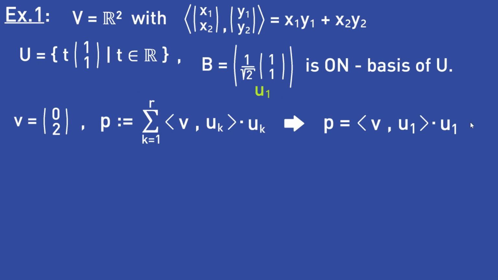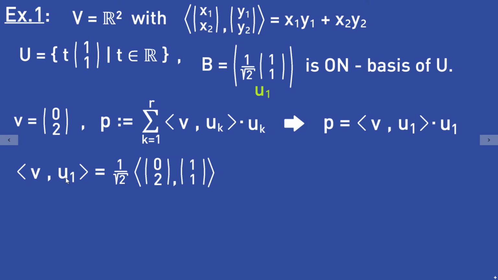So we have to calculate the scalar product of small v with the vector u1. The vector (0, 2) is the vector small v, and 1 divided by the square root of 2 times the vector (1, 1) is the vector u1 in the orthonormal basis B. When we solve this by using the calculation rule, we get 1 divided by the square root of 2 times (0 times 1 plus 2 times 1). And this is equal to 2 divided by the square root of 2.